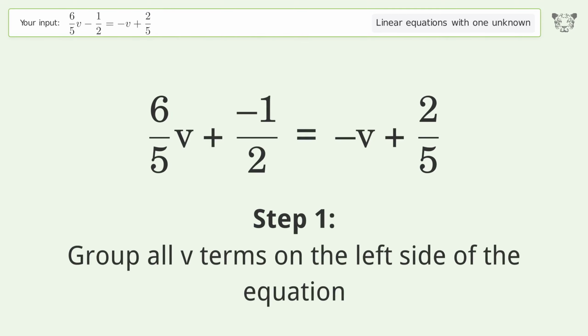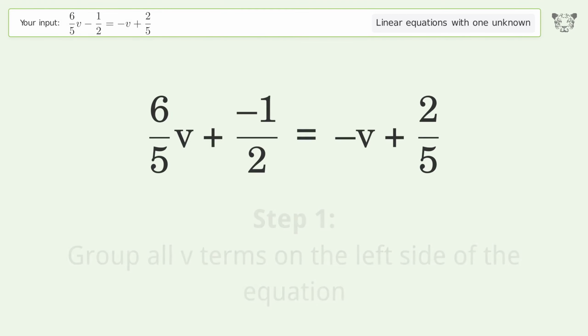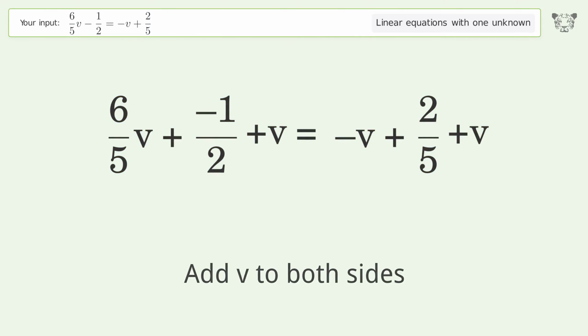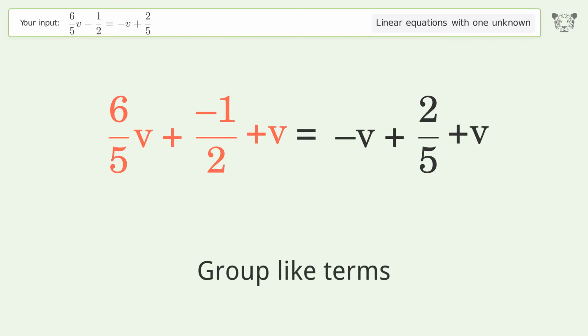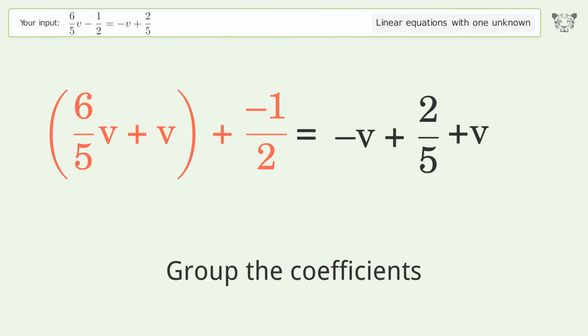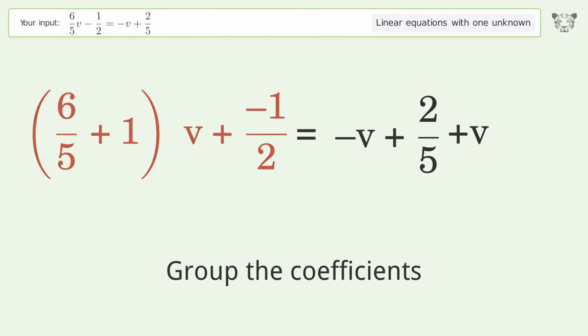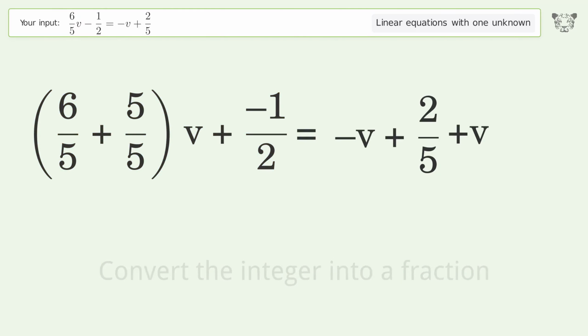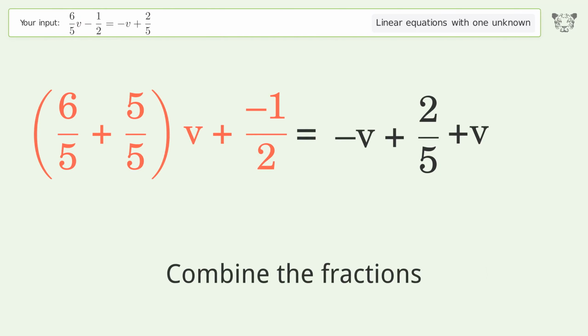Group all v terms on the left side of the equation. Add v to both sides. Group like terms. Group the coefficients. Convert the integer into a fraction. Combine the fractions.